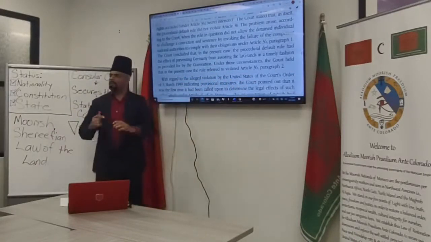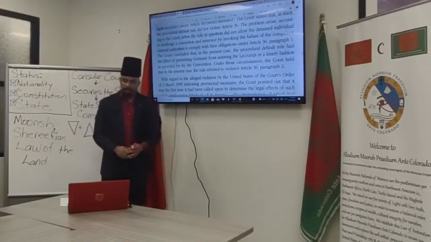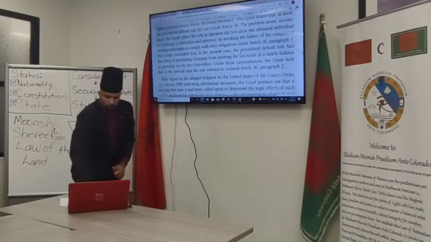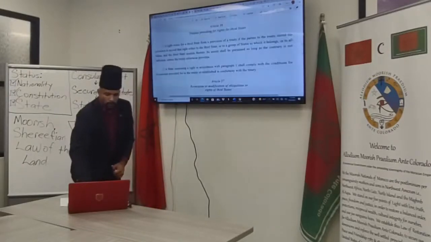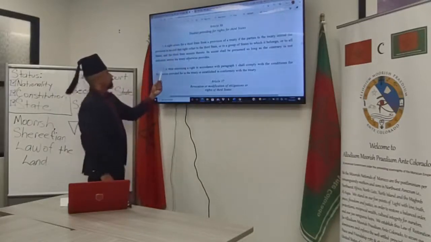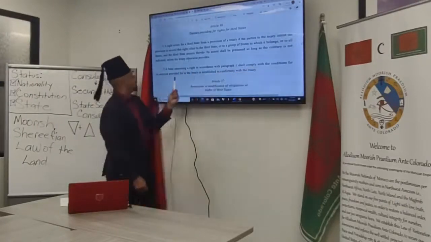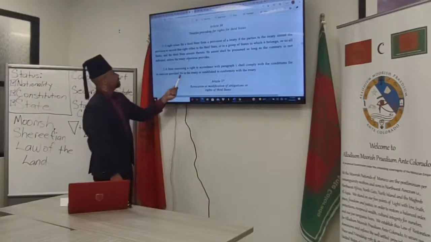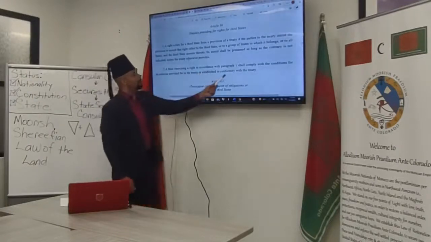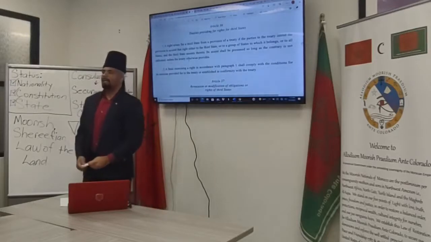You see how specific international law is being? They didn't say they violated Article 1, they said they violated Article 2. The ICJ said they violated Article 2. What was Article 2? Article 36, Section 2. A state exercising a right in accordance with paragraph 1 shall comply with the conditions for exercise provided for in the treaty or established in conformity with the treaty. What happened? It's all about treaties.